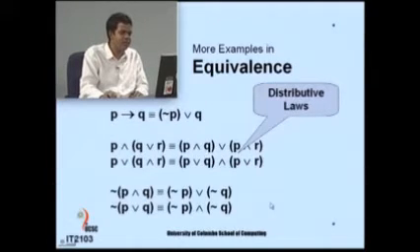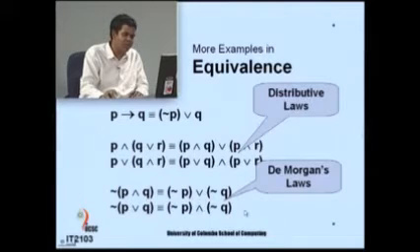Here's another interesting example of equivalence. We have not (P and Q) is equivalent to not P or not Q. We have not (P or Q) is equivalent to not P and not Q. These are actually known as De Morgan's laws, which we will also be looking at in a little while.